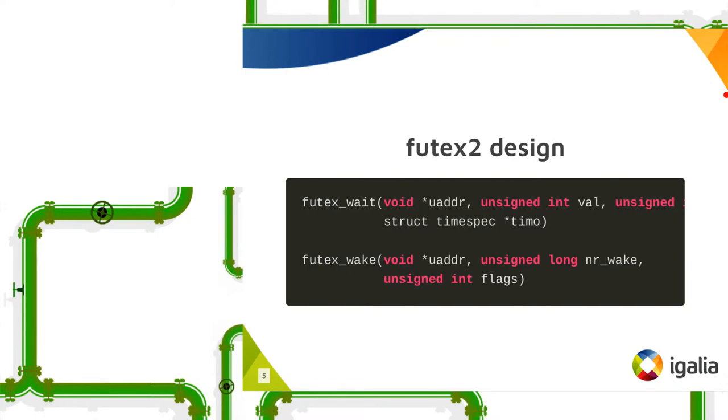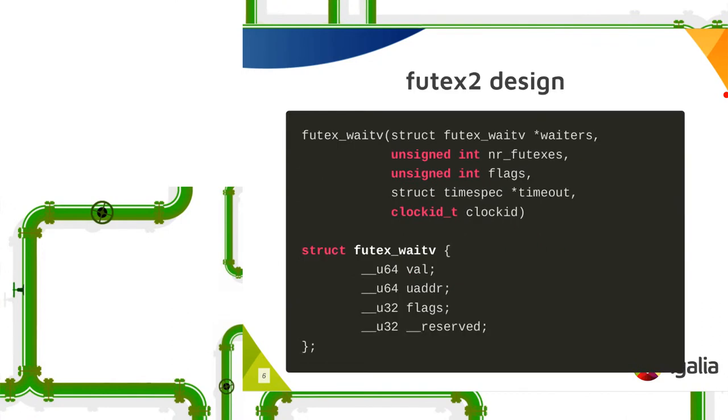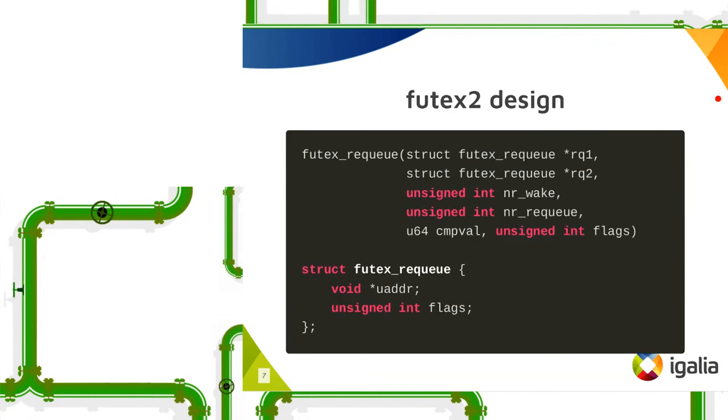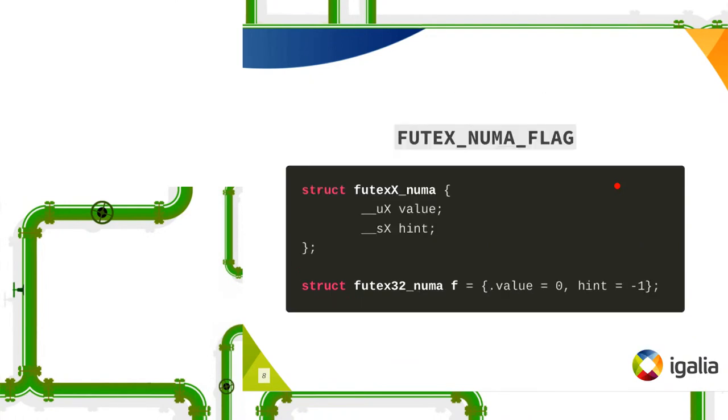Just to show the proposed syscalls, we have futex wait and wake, nothing special here, just the operation as a normal syscall. This is the waitv that is merged. This is the requeue syscall. This is important to show because here we can see that we have six arguments, so we can't add a new argument for the node ID that we want to operate on. So we need to put this ID somewhere else. And this is the proposed interface.